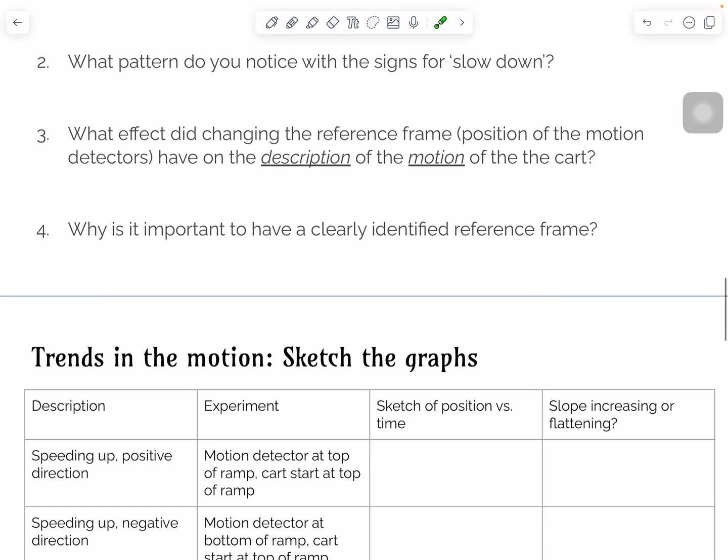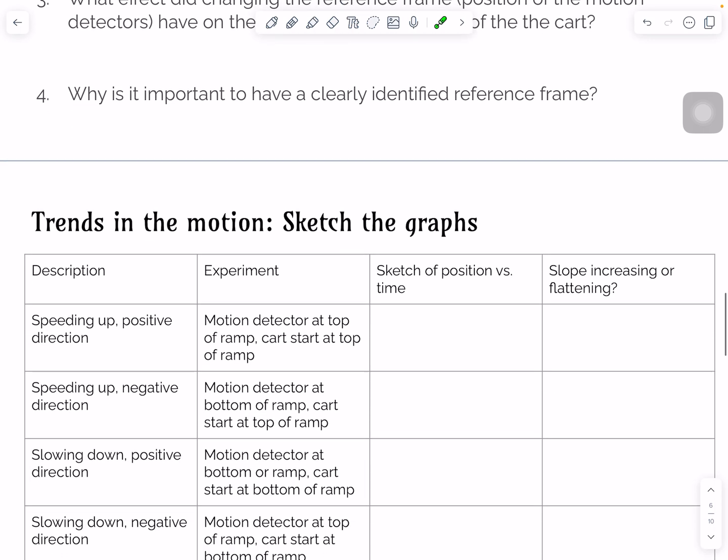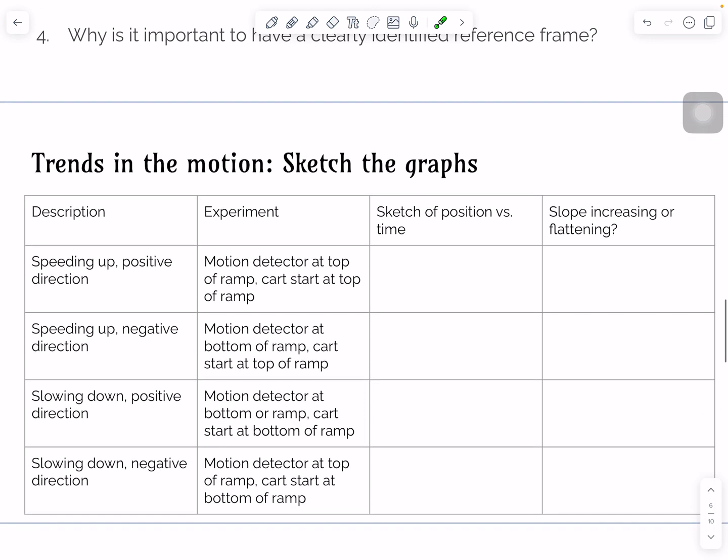All right, the next one is sketch the graphs. And again, I want you to look at the same 4 experiments and sketch the position versus time. And then I want you to indicate whether the slope is increasing or flattening. So stop the video, write your stuff, and then start again. But like I said, you want to have the 4 pairs of information in front of you to help you answer the questions.